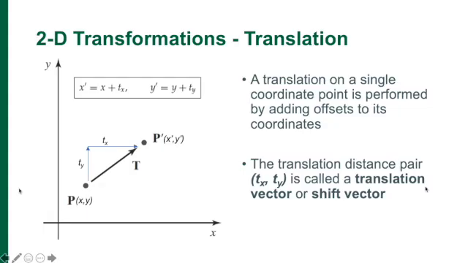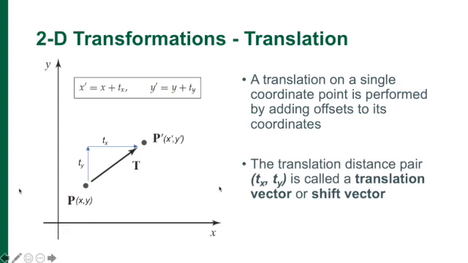The first transformation we are going to explain is translation. We're going to start with 2D transformations and later we're going to work with 3D transformations. A translation on a single coordinate point is performed by adding offsets to its coordinates. The translation distance pair tx, ty is called a translation vector or shift vector.